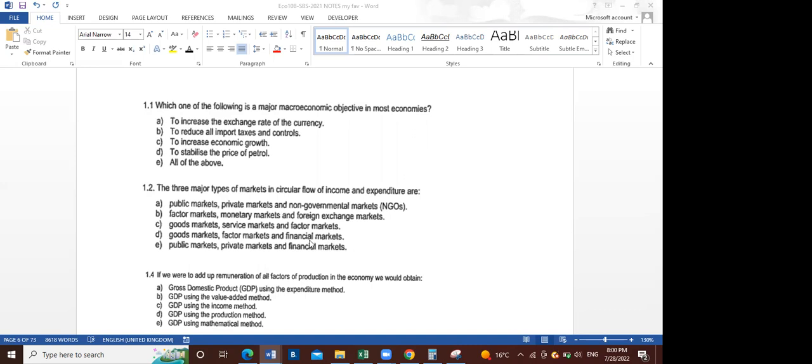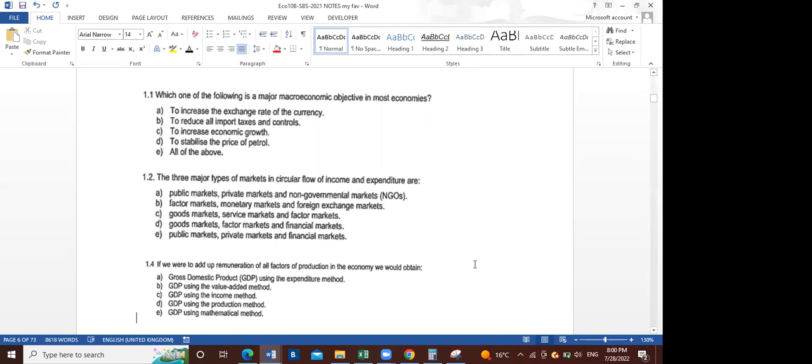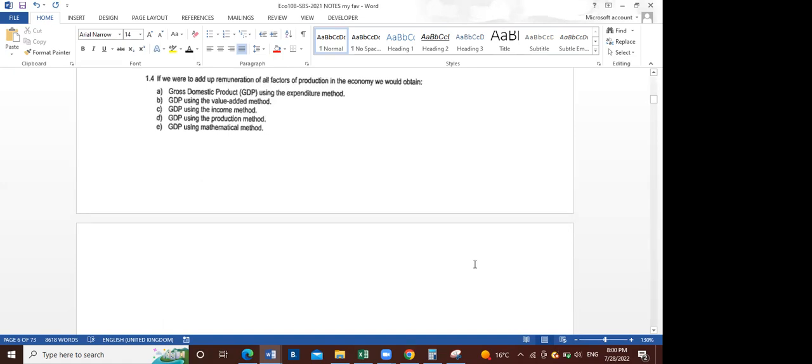All right, then we move on to 1.4. If you were to add up remuneration of all the factors of production in the economy, we would obtain: A, gross domestic product using expenditure method, B, GDP using value-added method, C, GDP using income method, D, GDP using production method, E, GDP using a new method there that is called a mathematical method.